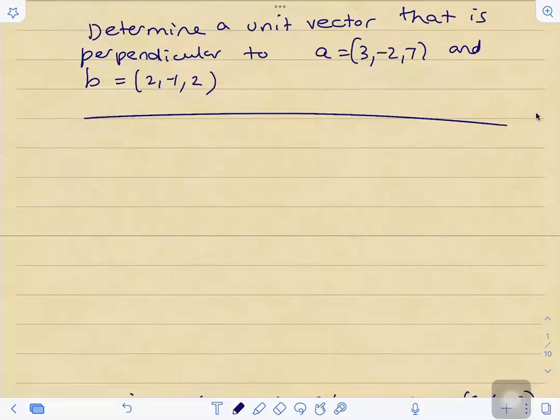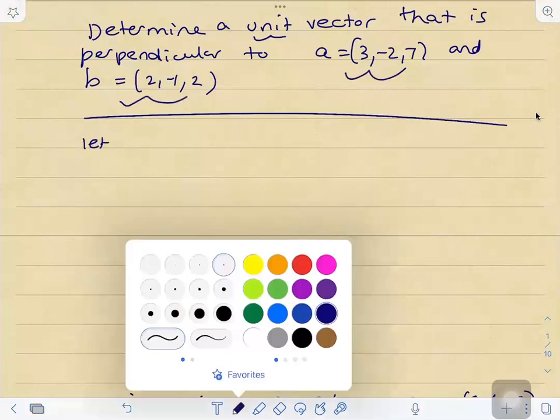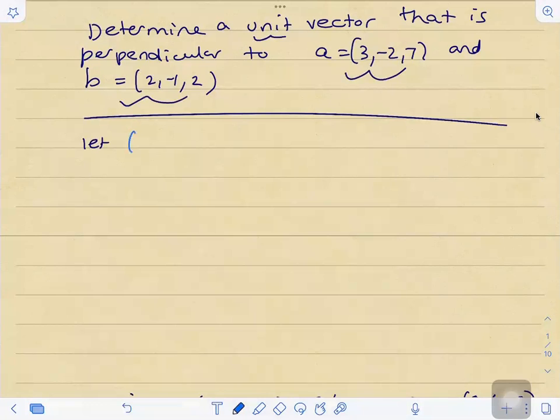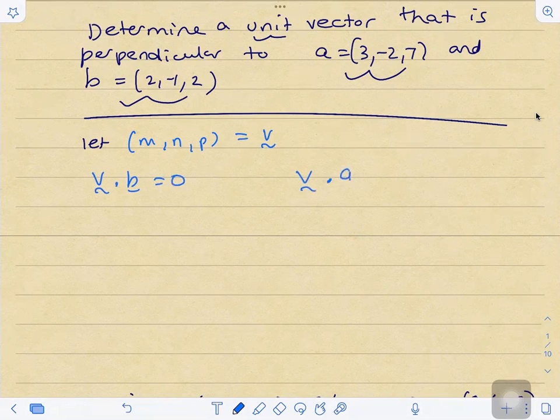Determine a vector that is perpendicular to both these two vectors and also a unit vector. Okay, so let's let the vector that we're after be, let's say, (m, n, p). Let's call this vector V. That means that V dot B would equal 0, and V dot A will also equal 0.